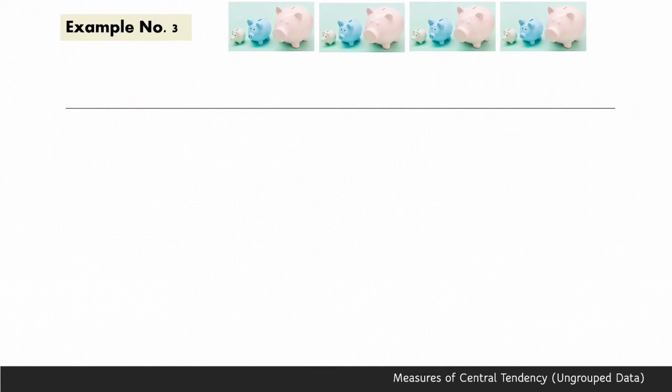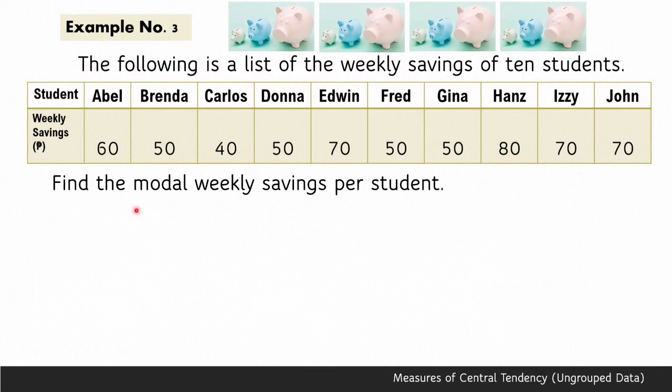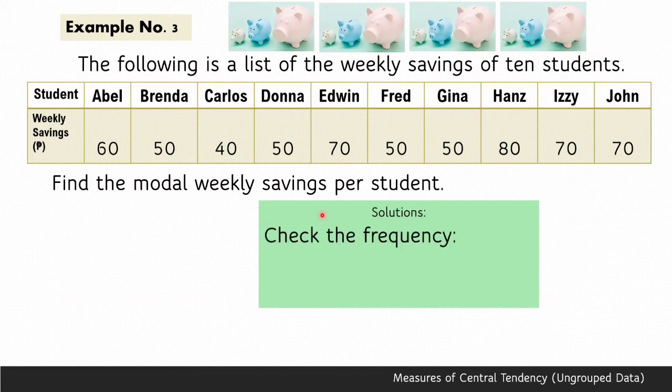Let's now proceed with the final example. The following is a list of the weekly savings of 10 students. So here again is our list. And we have to find the modal weekly savings per student. Okay, now we have to first check the numbers that appeared here and their frequencies. We have 40, 50, 60, 70, and 80.